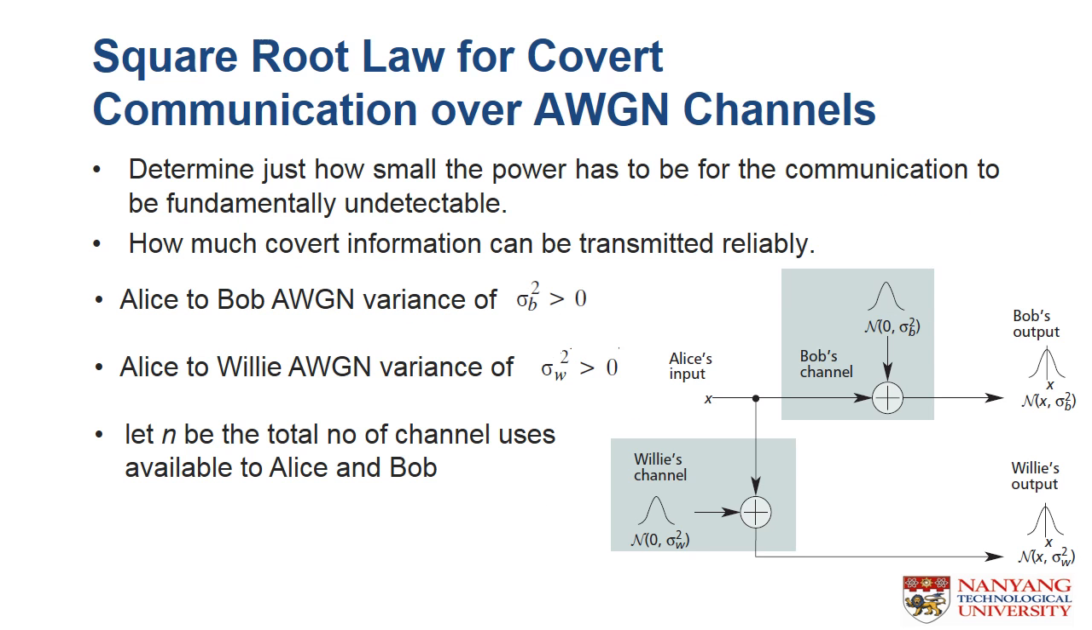In the square root law for covert communication over additive white Gaussian noise channels, we determine just how small the power has to be for the communication to be fundamentally undetectable, and how much covert information can be transmitted reliably. In the standard model for a free space RF channel, suppose that the channels from Alice to Bob and to Willie are subjected to AWGN with respective variances σ_B² greater than 0 and σ_W² greater than 0. Let N be the total number of channel uses available to Alice and Bob.